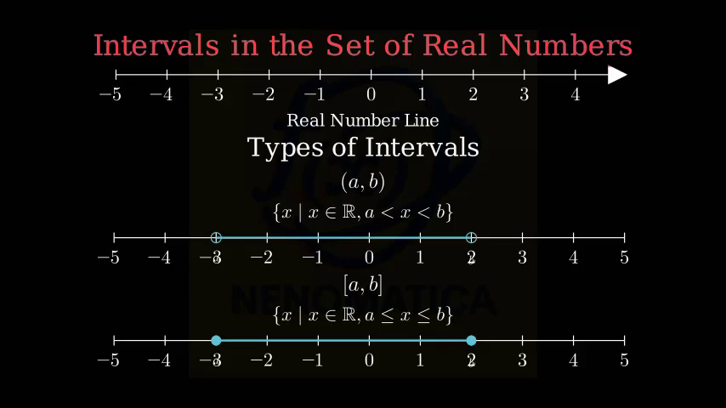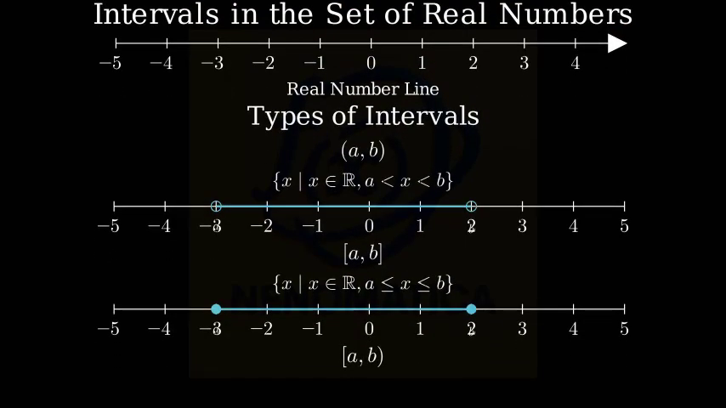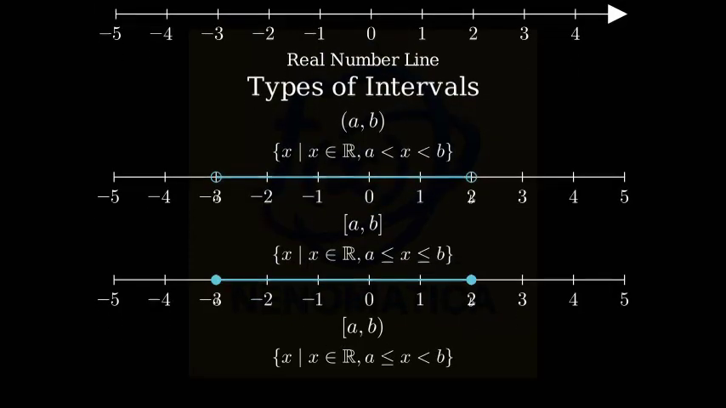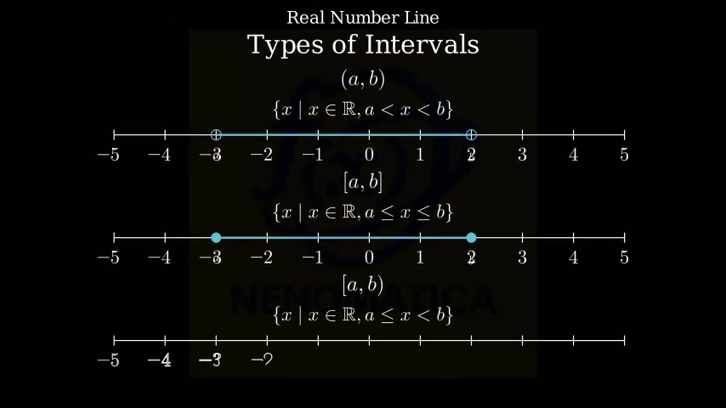Now, let's look at half-open intervals. First, we have [a, b) with a square bracket and a parenthesis. This interval includes all real numbers x such that x is greater than or equal to a and less than b. On the number line, we represent this with a solid dot at endpoint a and a hollow dot at endpoint b.